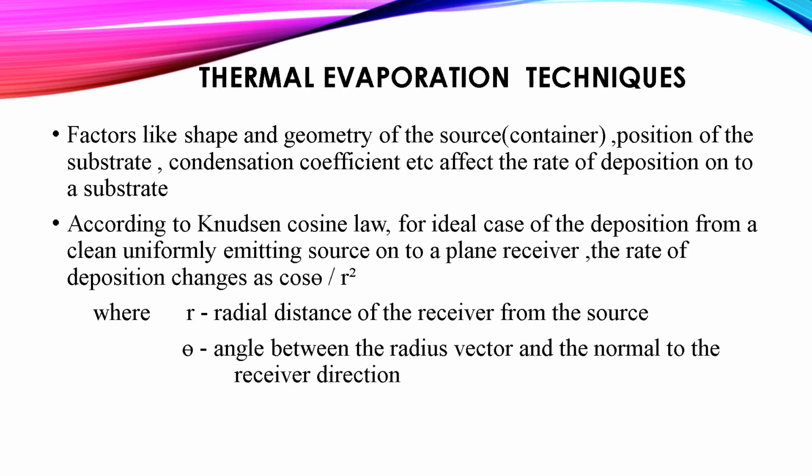Factors like the shape and geometry of the source or container, the position of the substrate, the condensation coefficient, etc., affect the rate of deposition on a substrate. According to the Knudsen cosine law, for the ideal case of deposition from a clean, uniformly emitting source onto a plane receiver, the rate of deposition changes as cos theta by r square, where r is the radial distance of the receiver from the source and theta is the angle between the radius vector and the normal to the receiver direction.